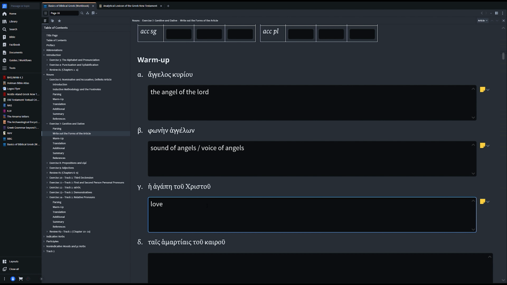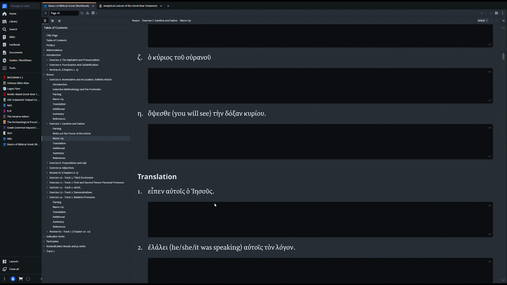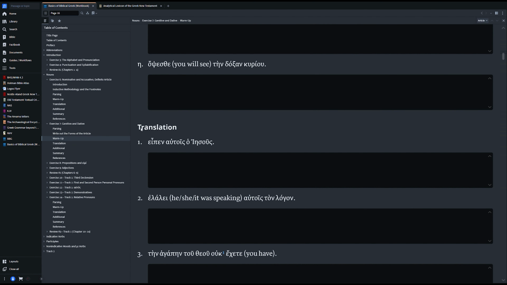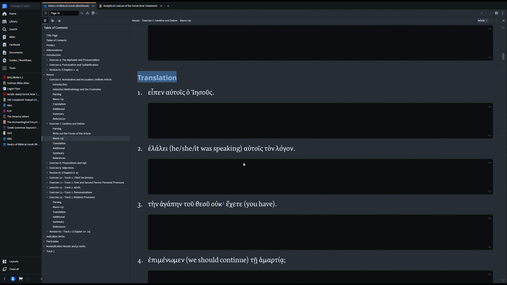So genitive means of. Love of Christ. And we're going to capitalize that. Love of Christ is what that says. Now, you could say the love of Christ. That's how you would word it in English. Remember, the article doesn't necessarily mean the word the is going to be in there, but in this case, the love of Christ probably makes a lot more sense than just love of Christ. But that's not necessarily true.